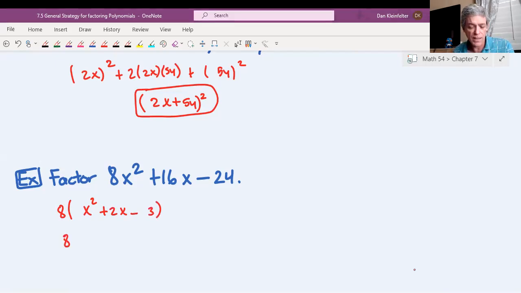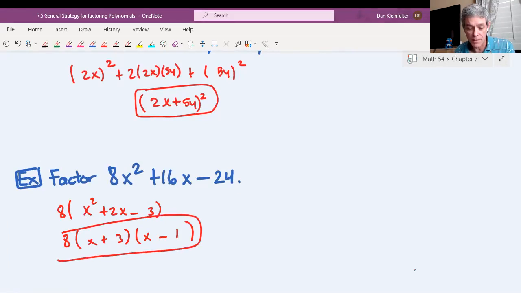Okay, for this one, it's 3 terms left inside. It's pretty clearly not a perfect square trinomial. So instead, I'm going to try to factor using the AC method here. The leading coefficient's 1, so it's easier. We need to find two numbers that multiply to -3 and add to 2. So that sounds like 3 and -1. So 8 times (x plus 3)(x minus 1).